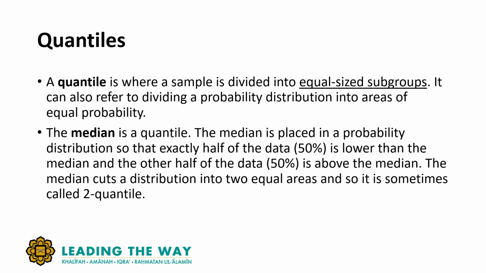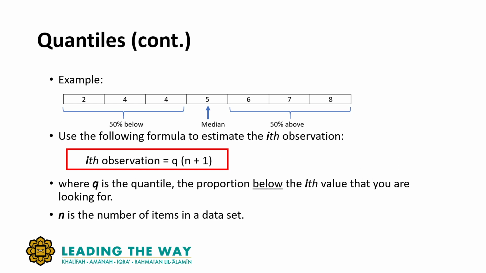Quantiles is where a sample is divided into equal-size subgroups. It can also refer to dividing a probability distribution into areas of equal probability. The median is a quantile. The median is placed in a probability distribution so that exactly half of the data, that is 50%, is lower than the median, and the other half, another 50%, is above the median. So the median cuts the distribution into two equal areas, and sometimes we call it the two quartiles.